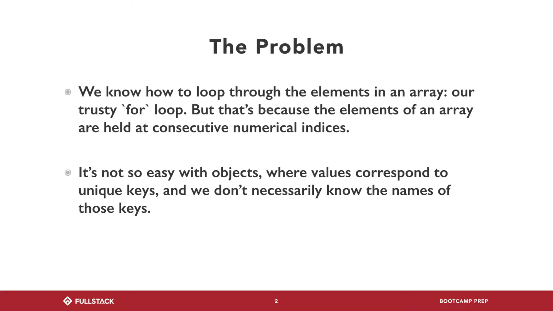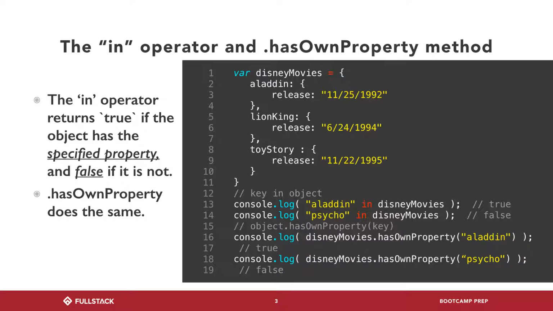Because objects have no length, we can't use our traditional for loop like var i equals 0, i is less than array.length, i plus plus, or iterate through it. We can't do that. But there is a new syntax, a new way for us to go through objects. And that answer is the in operator.